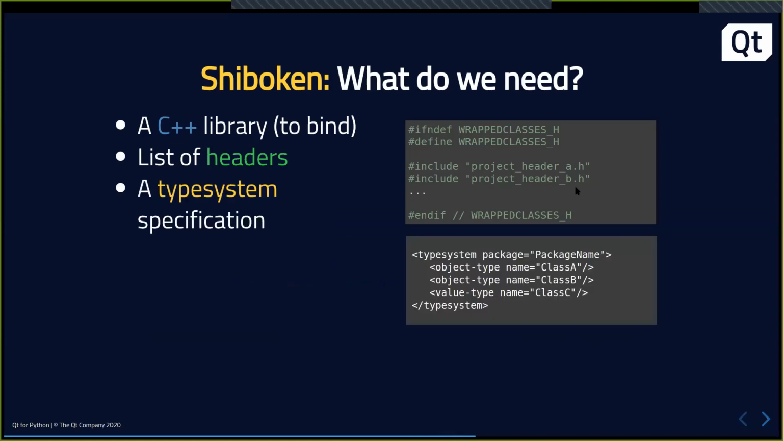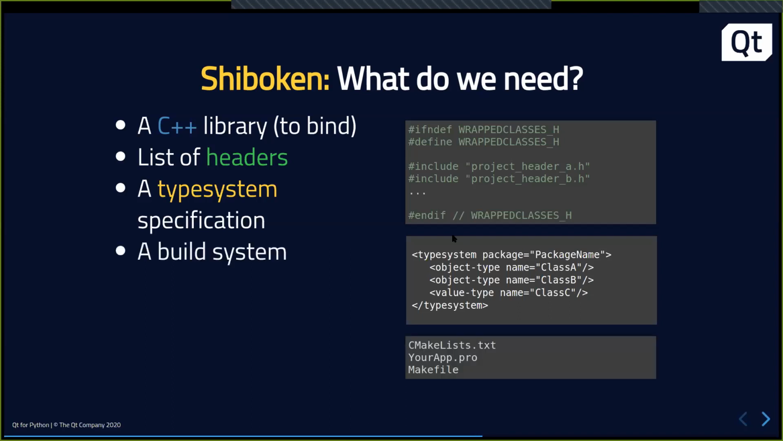Then the type system specification that I already mentioned to you. You have the name of the package, and also you have there maybe some specific cases for C++ classes that you believe should be an object or maybe a value type.